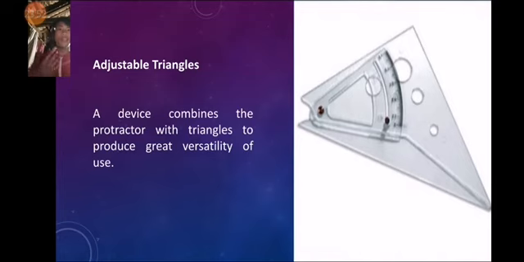Then, adjustable triangles. What is this? A device that combines the protractor with the triangles to produce great versatility of views. So, the result will be more useful when we combine it with the protractor. Versatility of use, meaning our measurements will be truly accurate. This adjustable triangle will be a partner to use with the protractor. Understood?